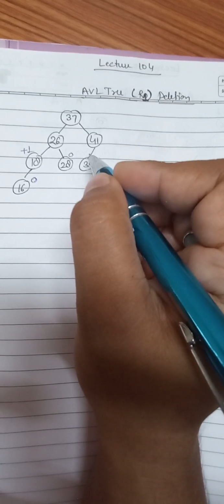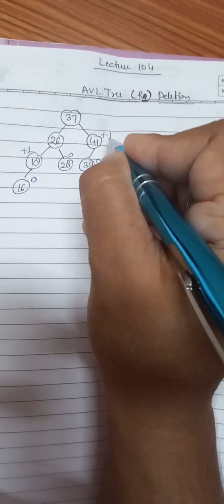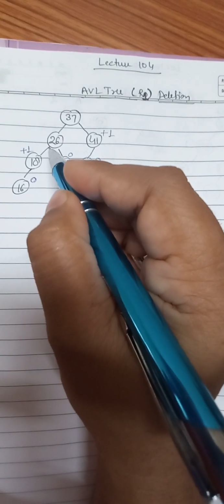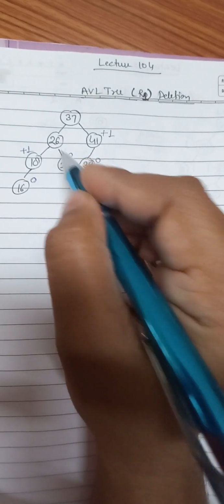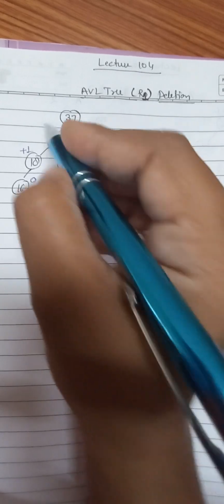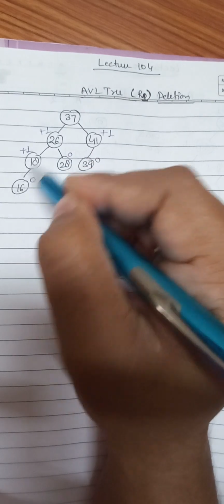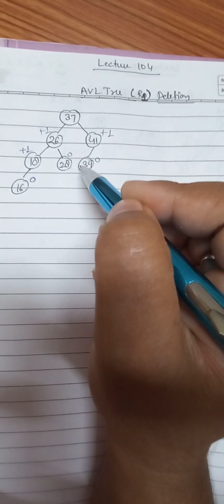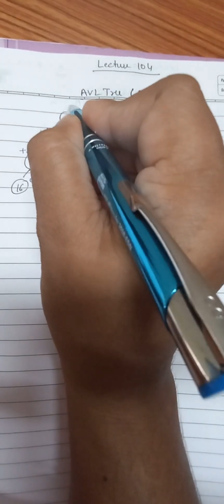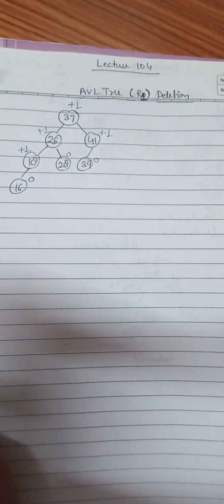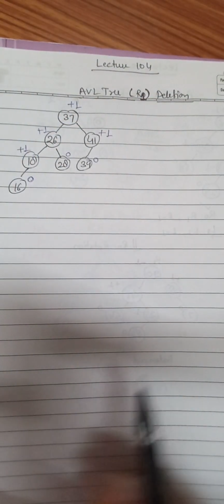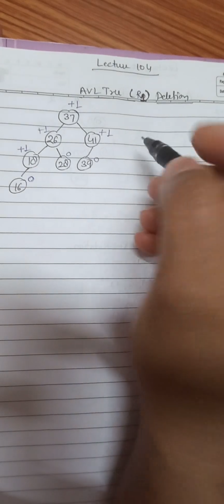41 there is one child on left hand side, so plus 1. 26 there are two childs on left hand side and one child on right hand side, so plus 2 minus 1 plus 1. And 37 there are 3 levels on left hand side and 2 levels on right hand side, so plus 3 minus 2 plus 1. So tree is balanced now, we are able to see, because balancing factor are 0 plus 1.